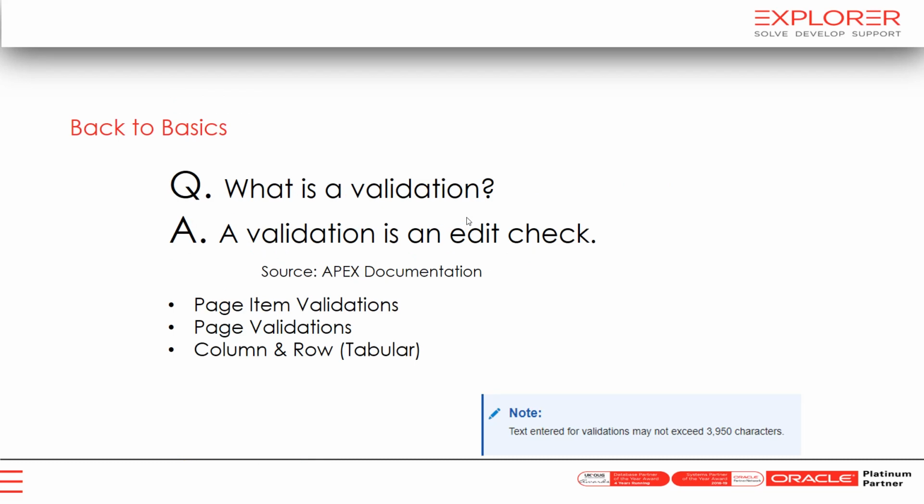So in preparation for this presentation, I thought I better do some research on the validations itself by reading the documentation. So this came from the Apex documentation. I was trying to find what Oracle say a validation is, and they say a validation is an edit check, and it goes on to explain there are page items validations. I get those. Page validations? Well, yes, but I thought those were like a 4.2 thing. And then there's column and row in tabular, no mention of interactive grid. The page could probably do with an update, in my opinion.